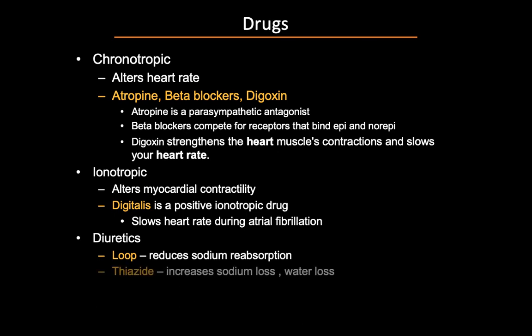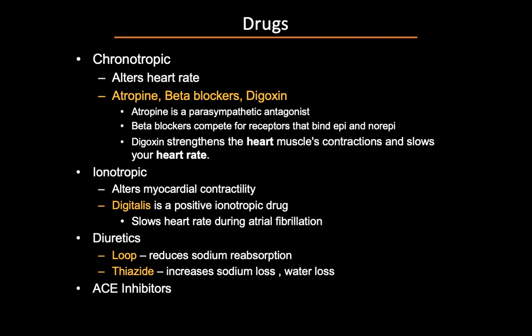Diuretics, we have two major types. One is a loop and one is a thiazide diuretic. These are affecting the kidneys. And a loop diuretic is going to reduce sodium reabsorption. So if we are excreting sodium out of the body, wherever sodium goes, water follows. A thiazide increases sodium loss, so that's going to also increase water loss. And now there's also some diuretics that are a combination, loop and thiazide diuretics.